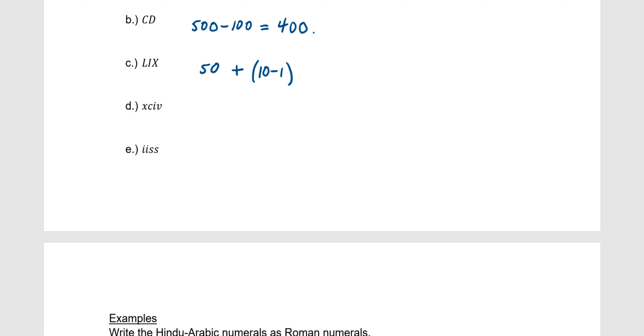So you have to make sure your order of operations are correct here. We have 50 plus 9, so we get 59 as our result here. In this case, the order of operations wouldn't have actually hurt you, but just do the 10 minus 1 first, and we get 9. So 50 plus 9, we get 59.